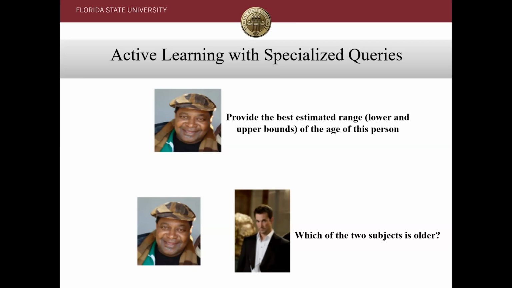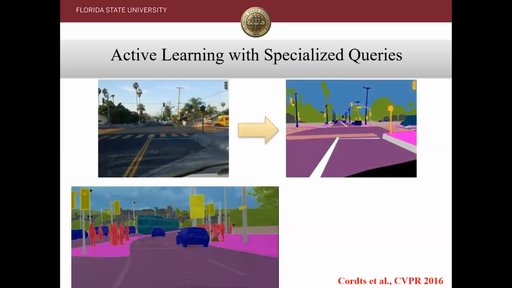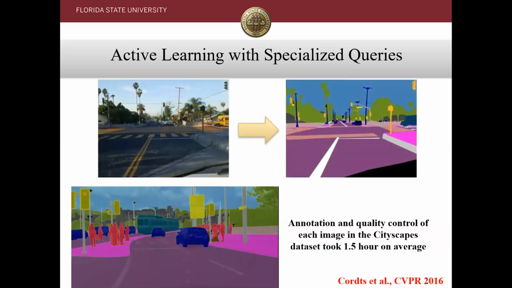So this is one example where conventional active learning queries may not be very efficient. Now let me demonstrate that through some other examples. Image segmentation is also a very well-researched problem in computer vision. The idea is you're given an image like that, and what you want to produce is a segmented image shown. So basically you have to label every pixel in the image.